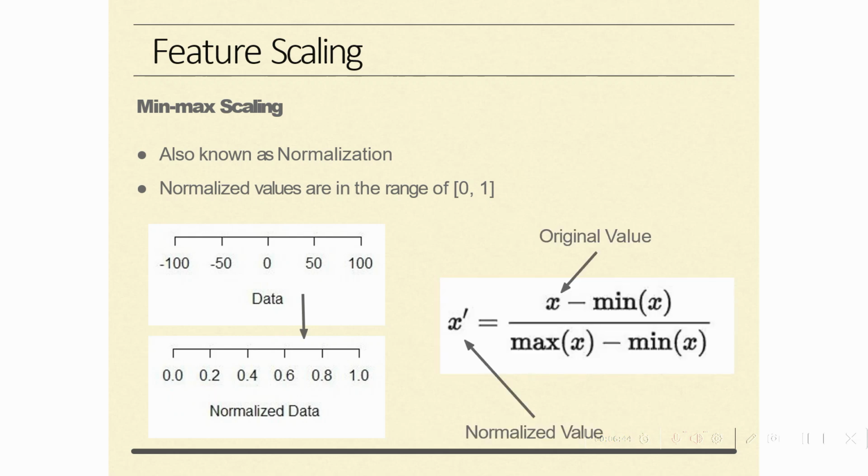There is one formula, called the normalization formula. x dash, the normalized value for the given instance of a particular variable, is equal to x minus min of x, where x is the original value and min of x is the minimum of the entire column, divided by max of x minus min of x. That gives the min-max scaling or normalization value.